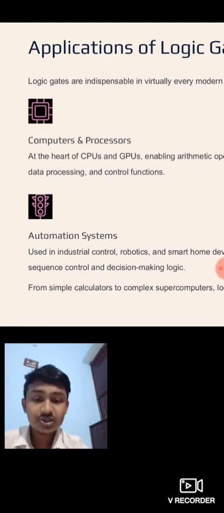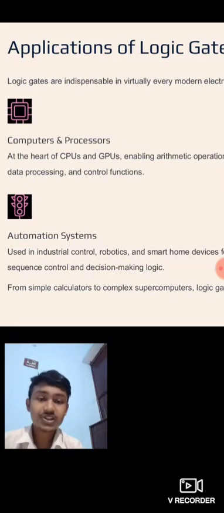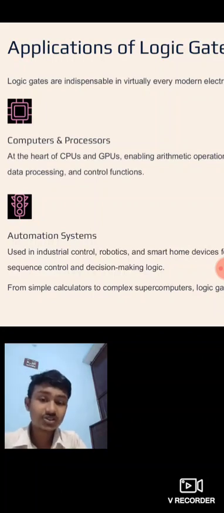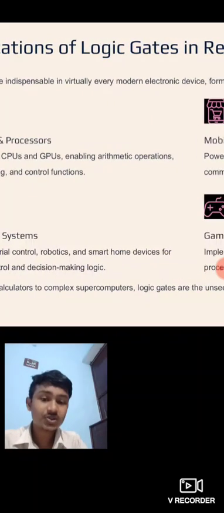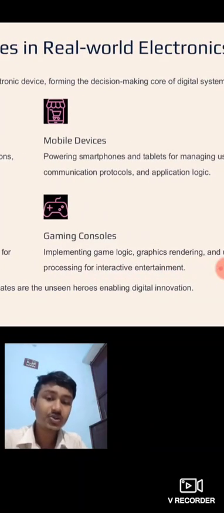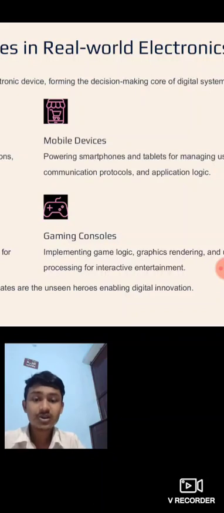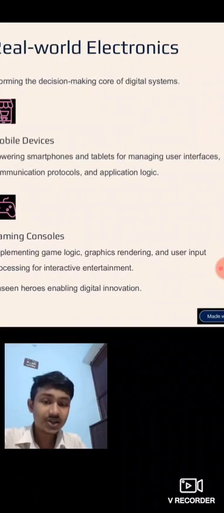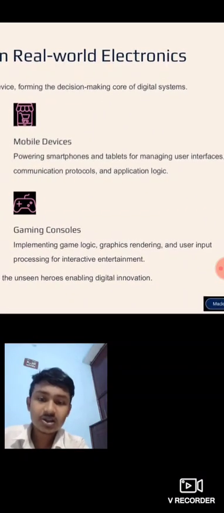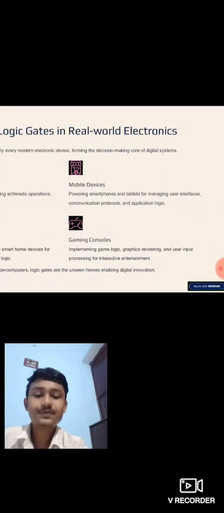Automation systems are used in industrial control, robotics, smart home devices, sequence control, and decision-making logic. From simple calculators to complex supercomputers, logic gates are the unseen heroes at the root of digital innovation. Now, gaming consoles implement game logic, graphics rendering, and user input processing in interactive entertainment.